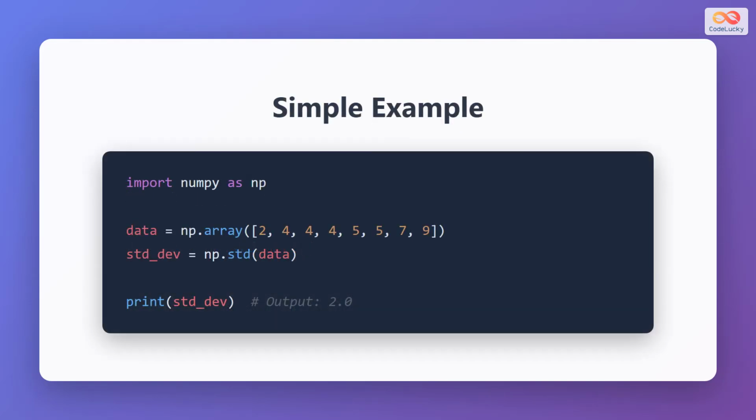Let's look at a practical example. We create a NumPy array called data with the values 2, 4, 4, 4, 5, 5, 7, and 9. Then we calculate the standard deviation by calling np.std on this array and store the result in std_dev. When we print the result, we get 2.0. This means that on average, the values in our dataset deviate from the mean by about 2 units.